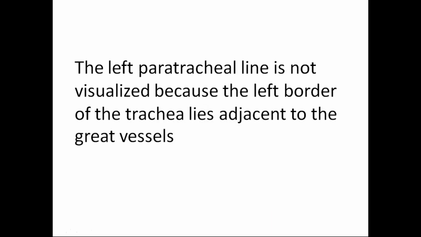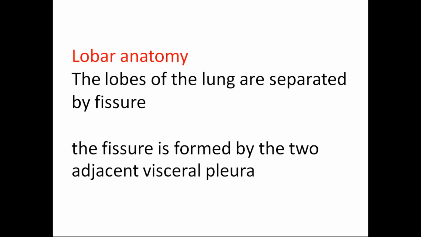Coming to left paratracheal line, it is not visualized because the left border of the trachea lies adjacent to the great vessels. Coming to lobar anatomy, the lobes of the lung are separated by fissures. The fissure is formed by the two adjacent visceral pleura.